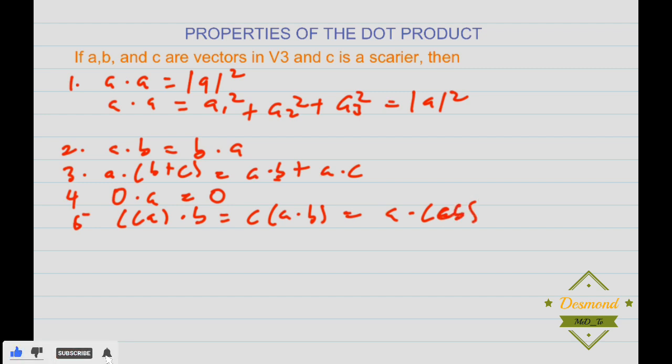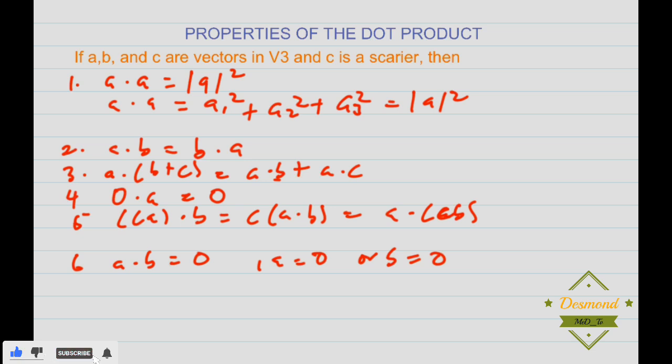This is another property. Then the last property is, if you have A dot B equal to 0, then A and B are mutually perpendicular, or A is equal to 0 or B is equal to 0. So these are the properties that you need to take note of before we start the theorem.